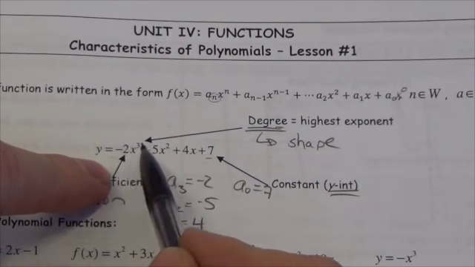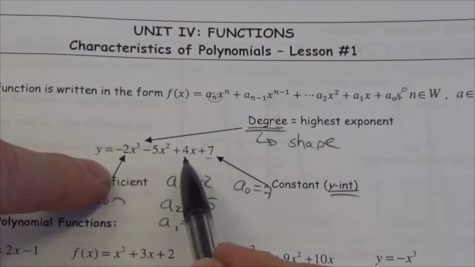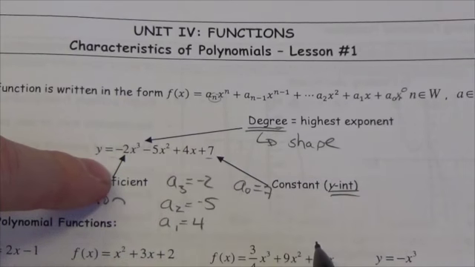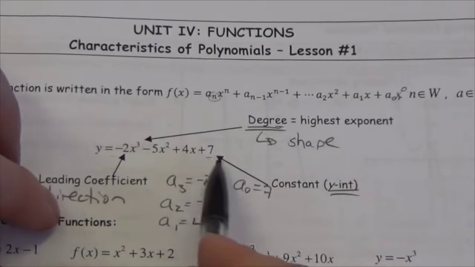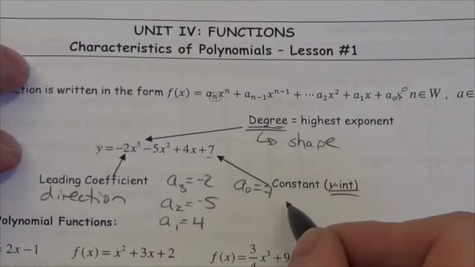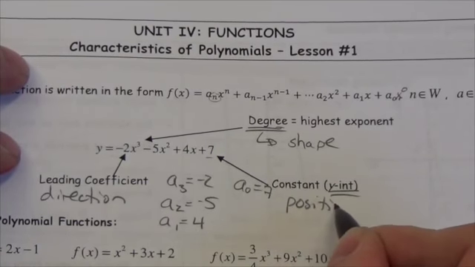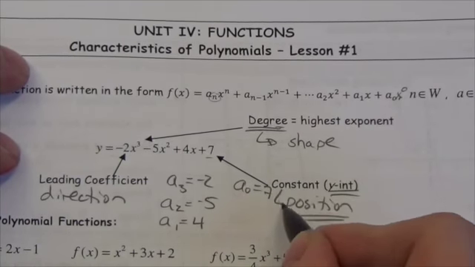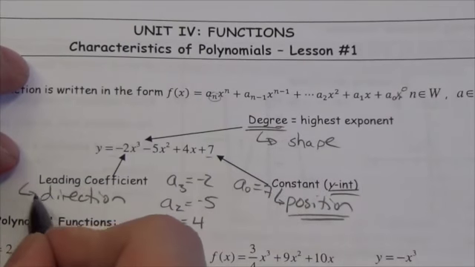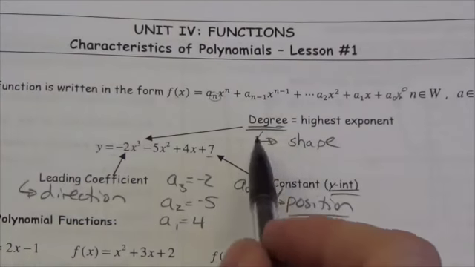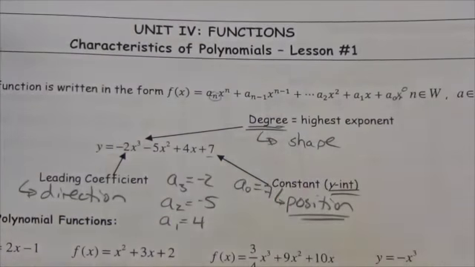If x goes to 0, this term goes away, this term goes, in fact, every term with an x in it goes away. All you're left with here is the 7. So that value there becomes the y-intercept. This is about the position of the graph. Okay, so the constant gives the position, the leading coefficient determines the direction, and the degree determines the shape of the function.